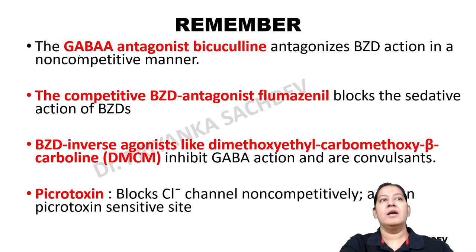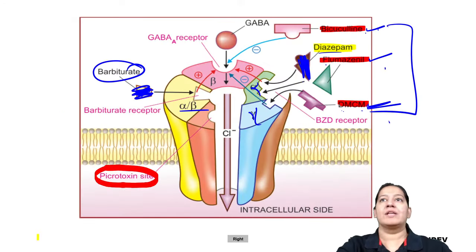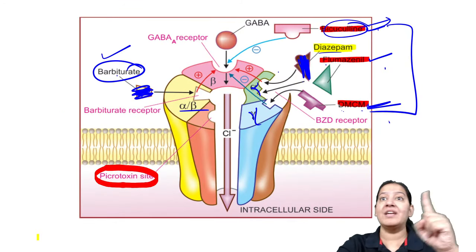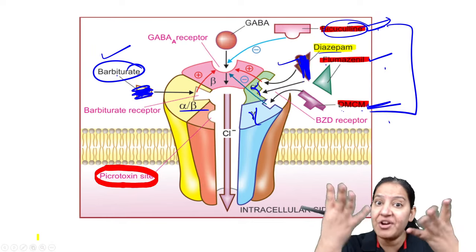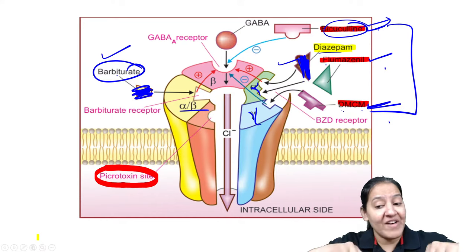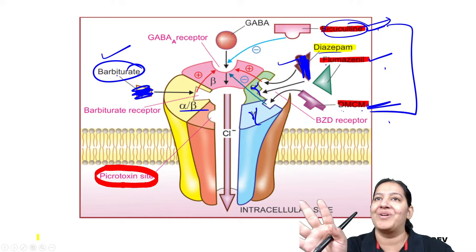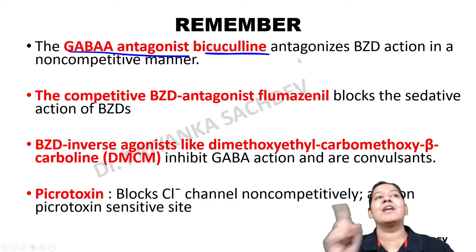The first drug is a GABA antagonist, which is known as bicuculline. These two drugs, barbiturate and benzodiazepine, are GABA facilitatory. These are GABA agonists. They increase GABA's action and facilitate GABA. But bicuculline is a GABA antagonist. It blocks GABA. It is a GABA-antagonizing action.